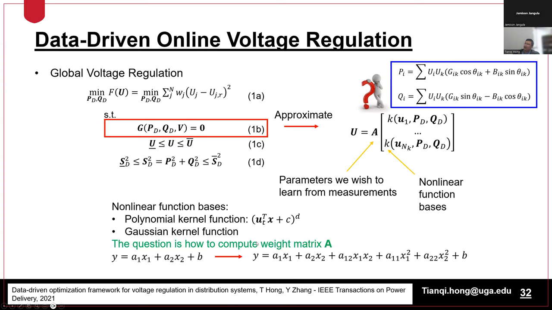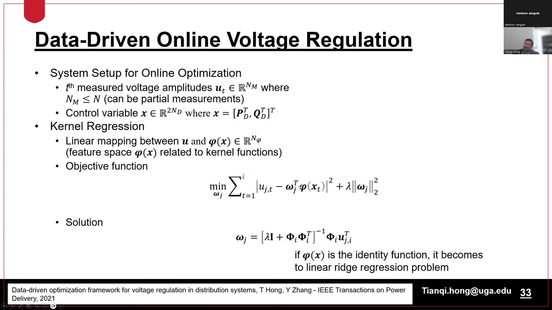Now the question is how to compute the matrix A. There are a lot of methods that can be used here. Since we are using kernels, we use kernel regression. I will not talk about the kernel regression in detail here, but generally this is the objective function of kernel regression. And because of this objective function, we can easily derive the analytic solution of this kernel regression as shown here. If phi(x) is an identity function, this kernel regression becomes a linear ridge regression problem.